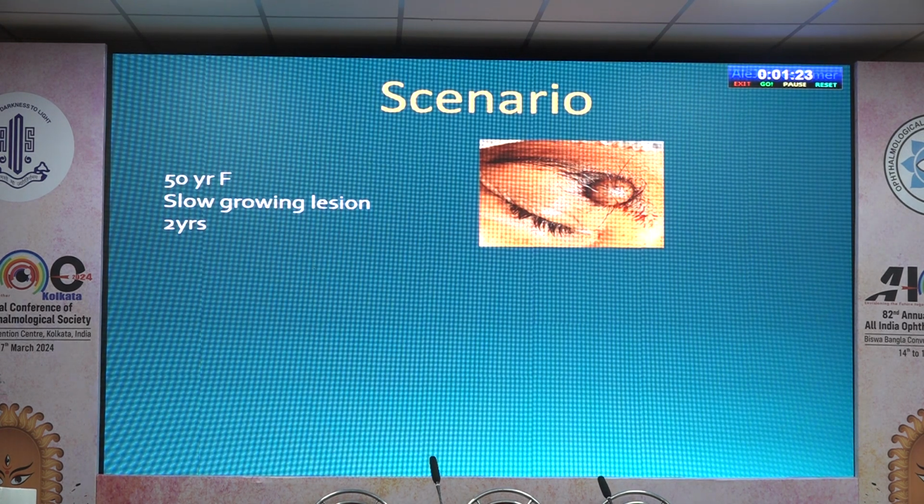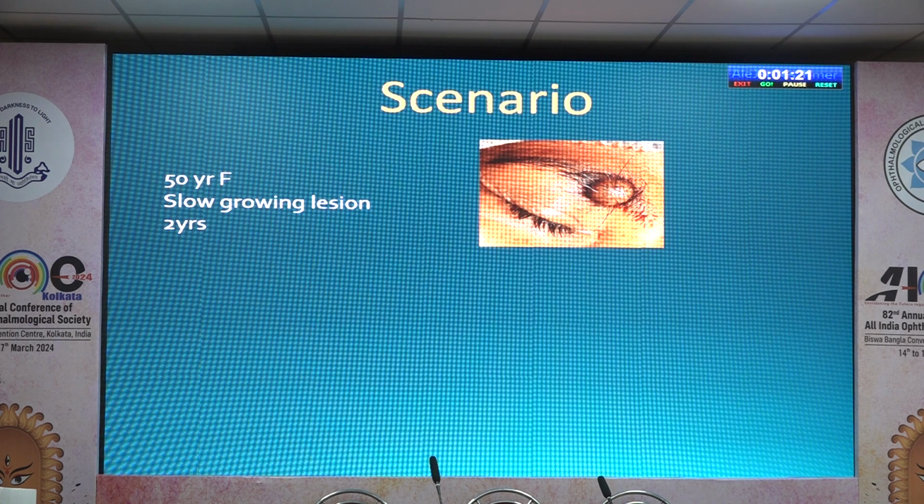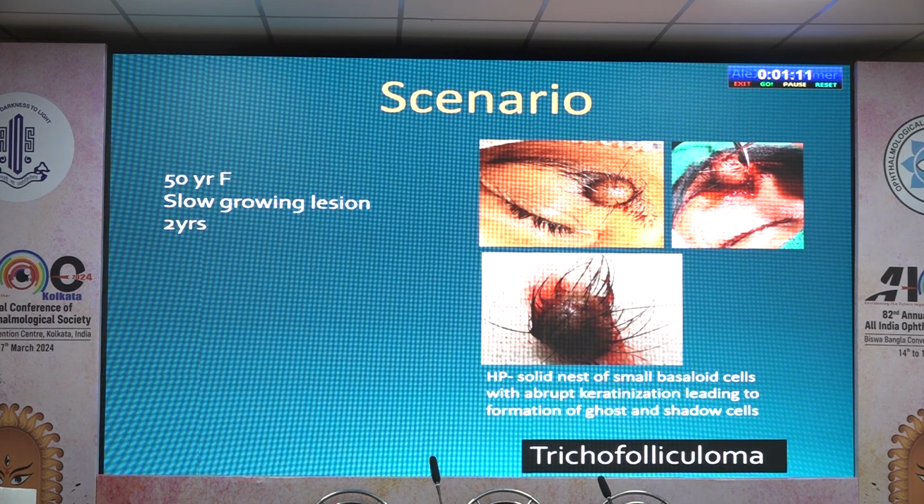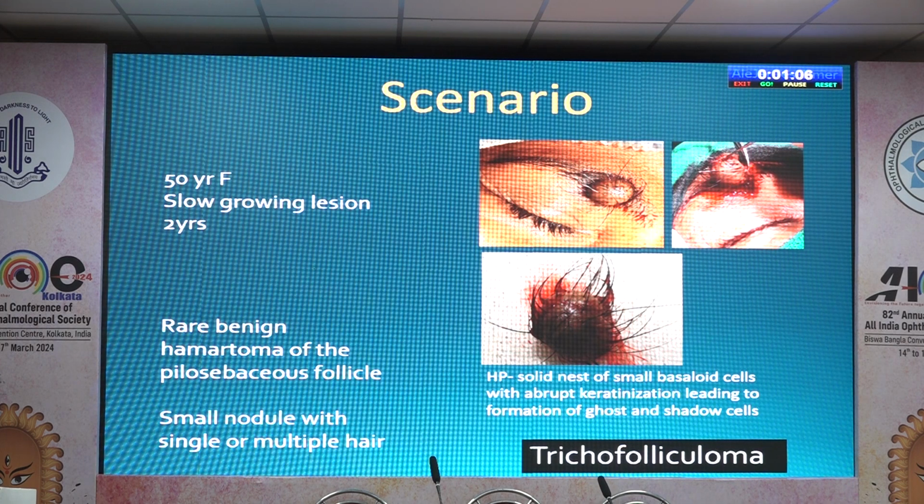Another case, almost the same type of lesion, but it has a tuft of one or multiple hairs on the surface. They don't transilluminate. This is a case of trichofolliculoma. These are hamartomas of the pilosebaceous follicle.